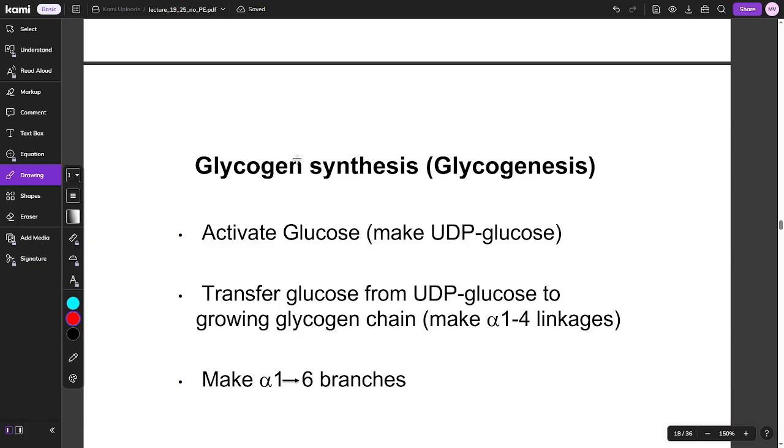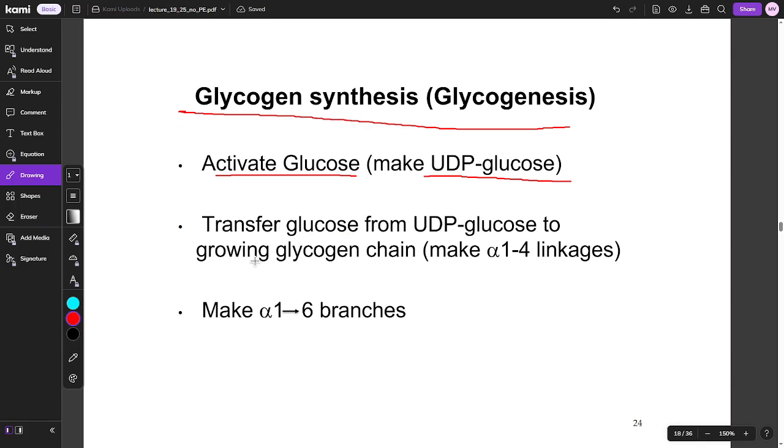Now we're going to talk about glycogen synthesis. There are a couple of steps to keep in mind. First, we have to activate glucose. How are you going to make a polymer of glucose if it doesn't want to be turned into a polymer? We first have to activate glucose using UDP glucose, which comes from UTP, uridine triphosphate.